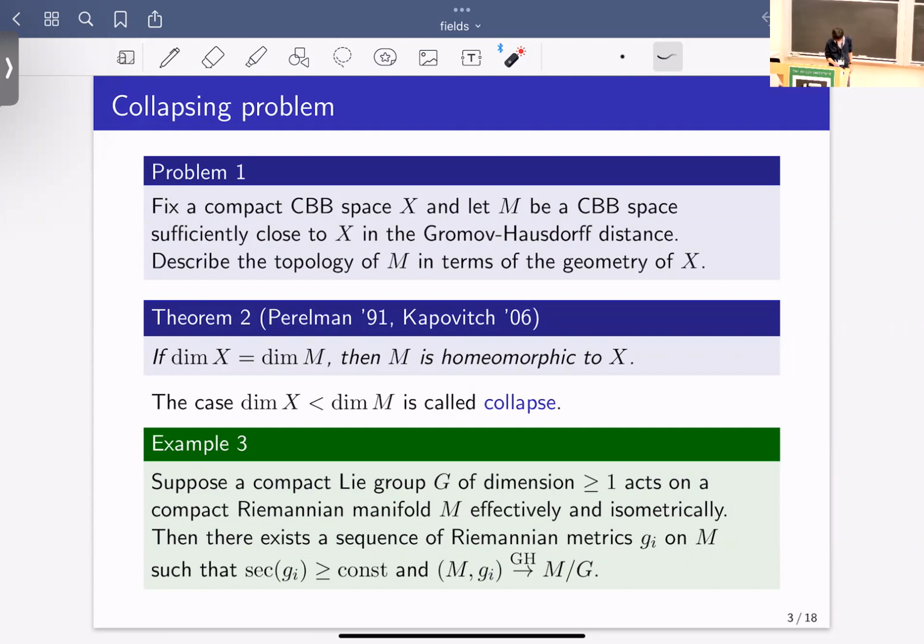For example, suppose you have a compact Lie group G of positive dimension acting on a compact Riemannian manifold M effectively and isometrically. Then there exists a sequence of Riemannian metrics on M with sectional curvatures uniformly bounded below and collapsing to the quotient space, which is a CBB space of lower dimension. This example shows that the situation here is completely different from the theory of collapsing with bounded sectional curvature developed by Cheeger, Fukaya, and Gromov.